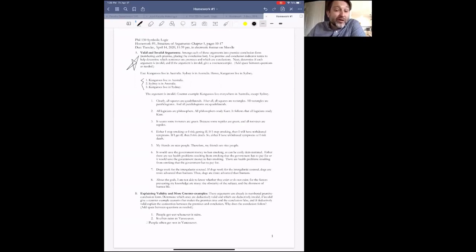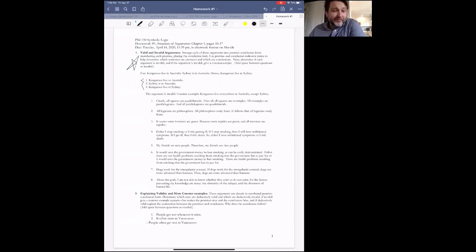And so that would mean premise 1 is true. Kangaroos live in Australia. It would mean premise 2 is true, of course, or that just follows from the way the world is. Sydney is in Australia. But the conclusion would be false. It would not be true that kangaroos live in Sydney. So it's possible for this argument to have true premises and a false conclusion, which means the argument isn't valid.